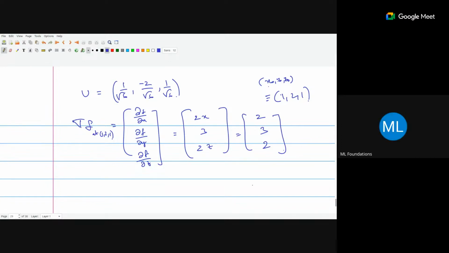The rate with respect to x is 2, the rate with respect to y is 3, and the rate with respect to z is 2 at the point (1, 2, 1). The rate of change of f with respect to x alone is 2, with respect to y alone is 3, and with respect to z alone is 2. So collectively we are seeing the rates around that point.